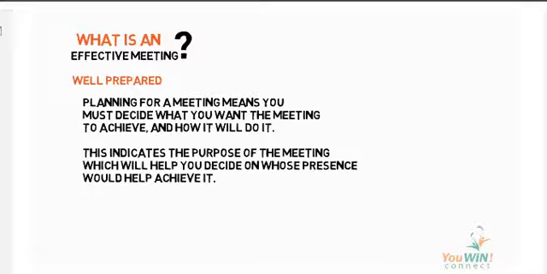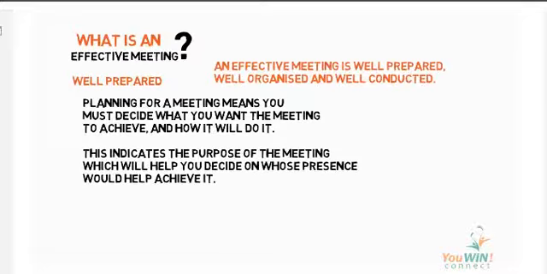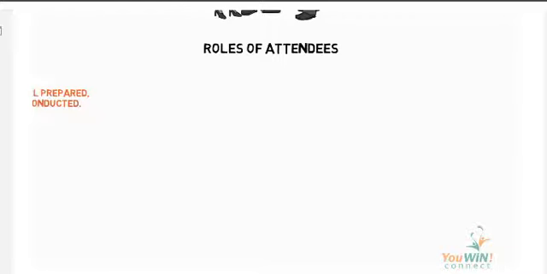An organizer may involve the participants in the planning of the meeting to ensure that they are interested in it. An effective meeting is well prepared, is well organized, and is well conducted. Roles of attendees. Everybody needs to know what their roles and expectations are when they are attending a meeting.